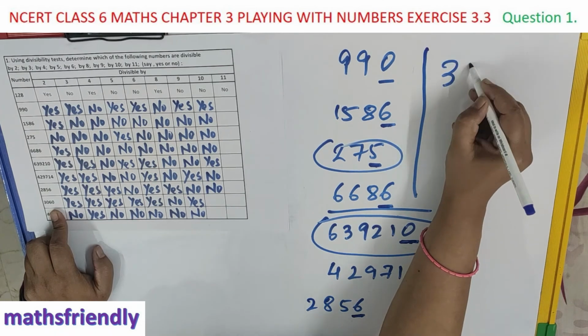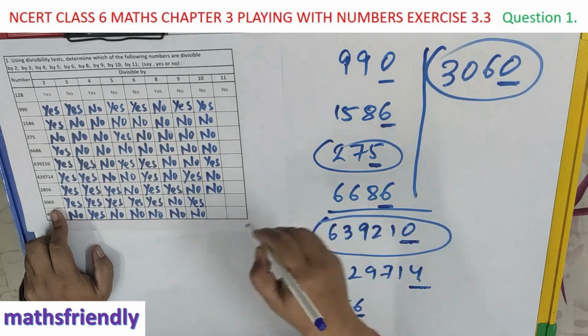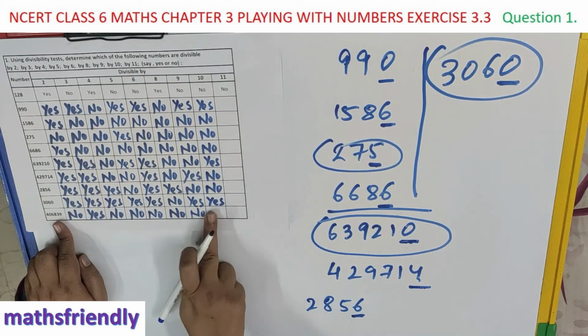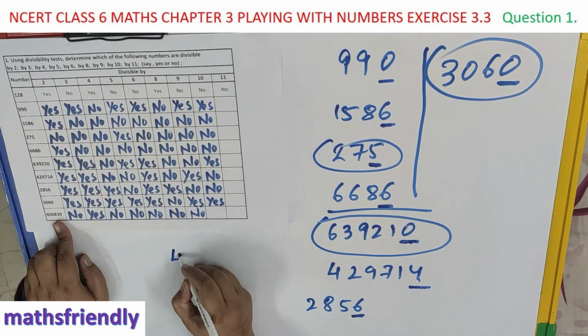The other number is 3060. The ones place has 0. So this number is divisible by 10. Yes, we will write yes, this number is divisible by 10.